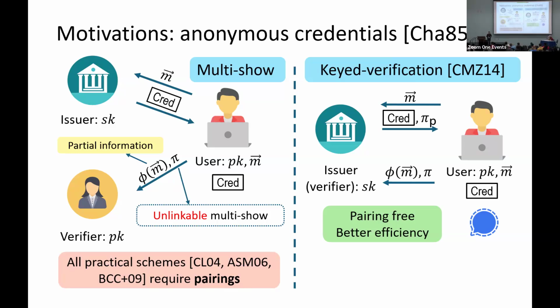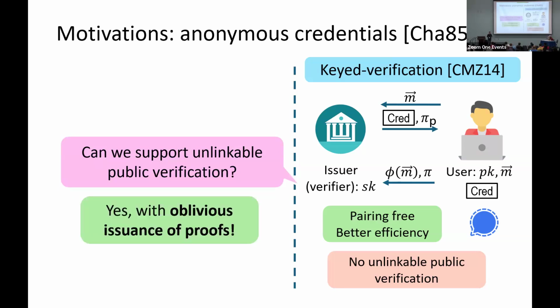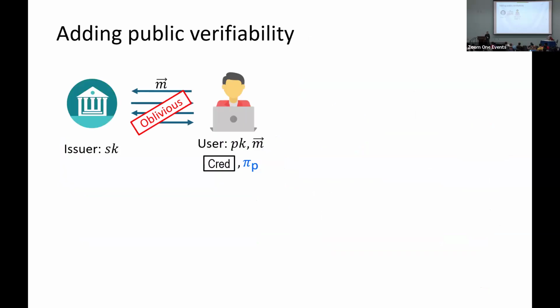However, the drawback here is that they do not offer unlinkable public verification. So one question is whether we can add this feature to this system. We show that with oblivious issuance of proofs, we can do a single unlinkable public show. The idea is to replace the original issuance protocol with an oblivious issuance protocol, such that the user can obtain a credential and a proof that is unlinkable to the issuance.